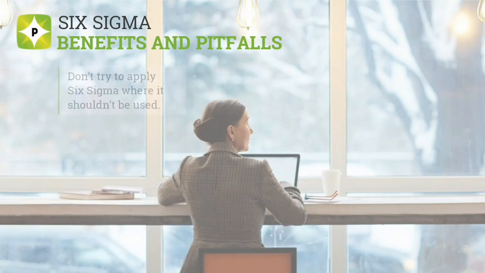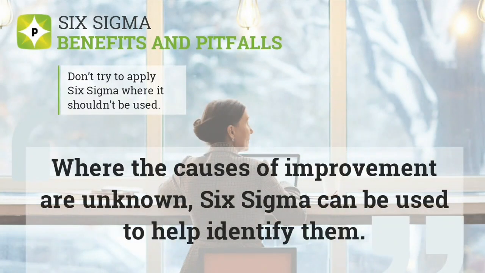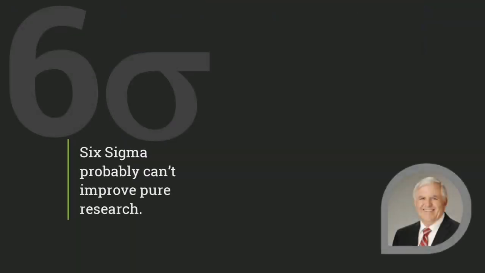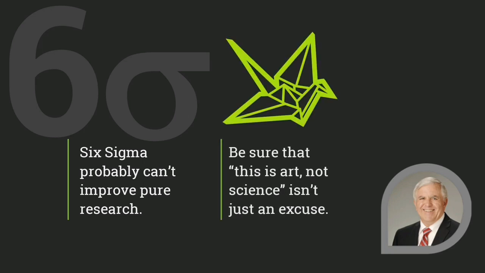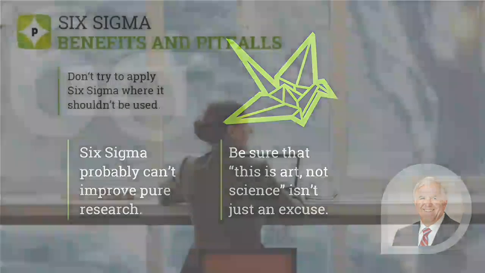Six Sigma is not a panacea. It provides benefits whenever you are trying to improve an organizational process and where the path to process improvement is unclear. In other words, where the causes of improvement are unknown, Six Sigma can be used to help identify them. I believe that some things don't lend themselves to being managed as a process, and Six Sigma shouldn't be used for these things. For example, in pure research, discoveries are made in ways that are not well understood, and they're unpredictable. If you try to make these processes predictable, there's a good chance you'll end up destroying the creative process.